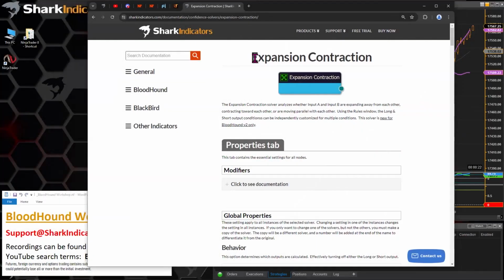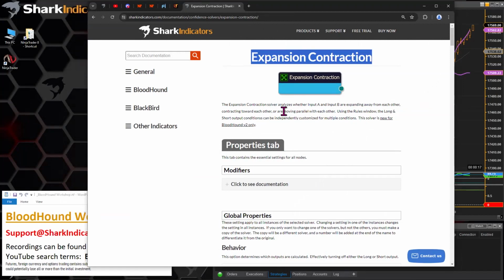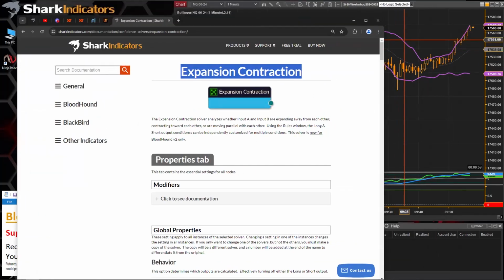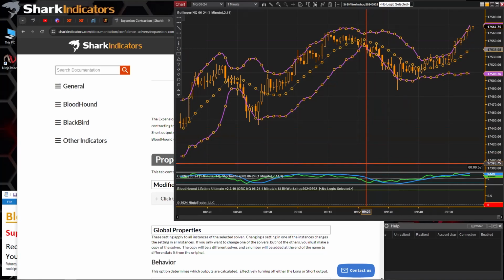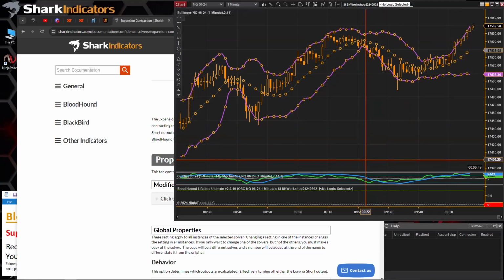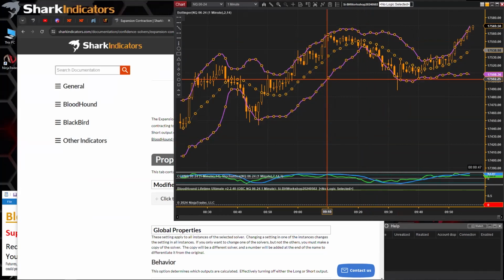All right, so the expansion contraction solver is a new solver for BloodHound version 2 only. Back in BloodHound version 1, every once in a while, I'd get somebody asking how to identify if something like the Bollinger Band was expanding or contracting, or maybe something like the MACD BB, which is again the Bollinger merged together with the MACD indicator.